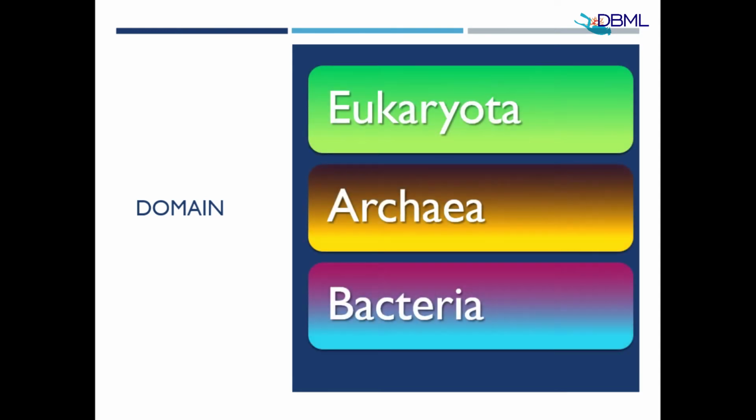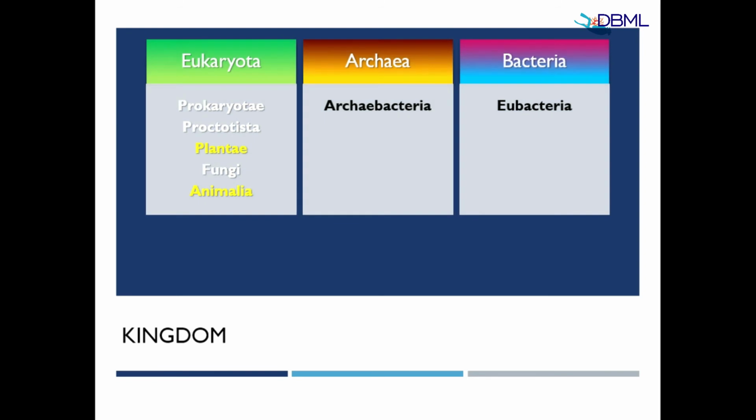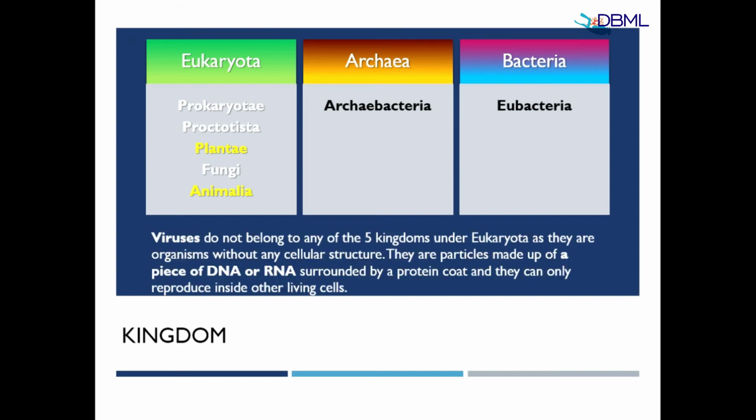There are three domains which encompass life. There's Eukaryota, Archaea, and Bacteria. And from there, the domains are broken up into kingdoms. And the kingdoms are Protista, Plantae, Fungi, Animalia, Archaebacteria, and Eubacteria. But we'll be paying attention to the 5 kingdoms of modern classification, which are under Eukaryota.